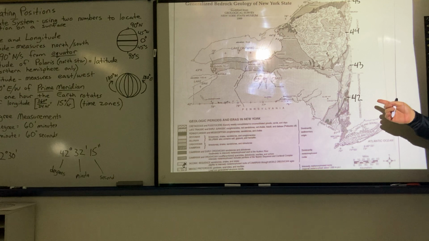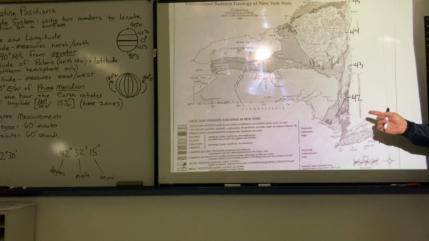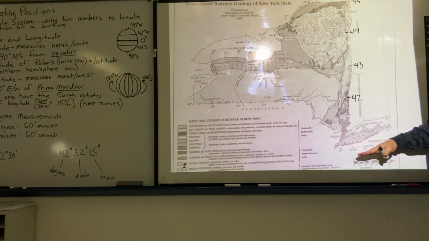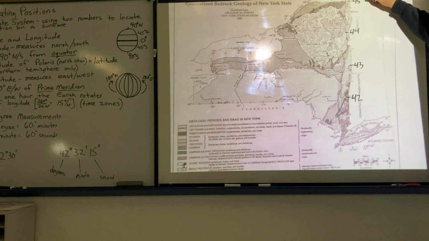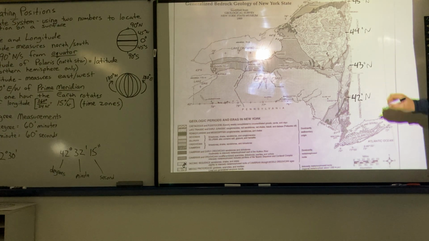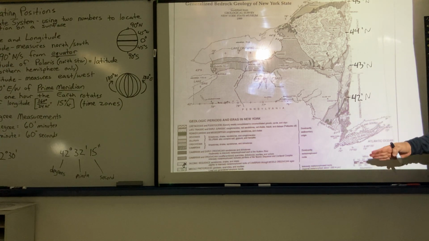Now, they're not labeled north or south, but because they're counting up like this, that would mean that the zero, the equator, would be down here someplace. So in New York State, all the latitudes are north. Again, it's not labeled north because you're expected to know that if it's counting up, it's north, but those are all north. All right, so those are your latitudes.